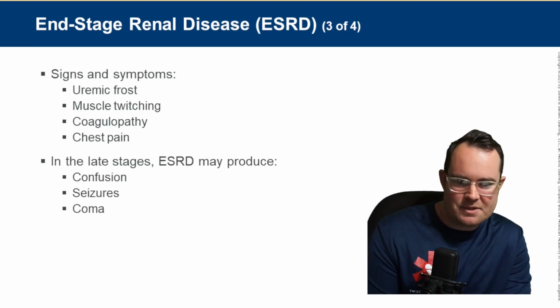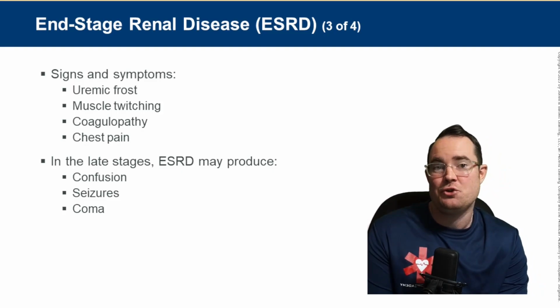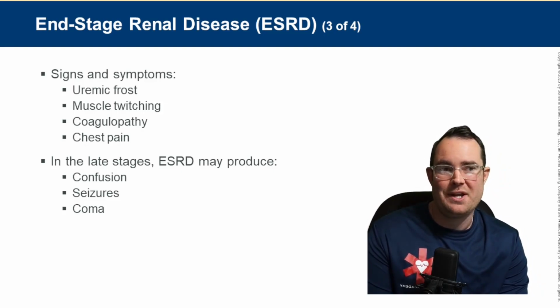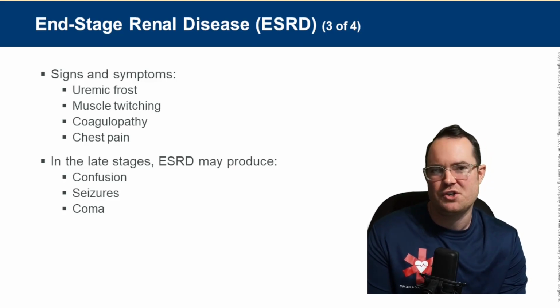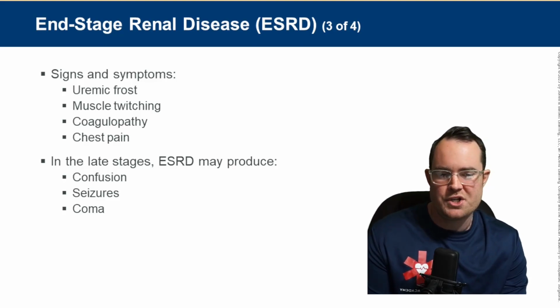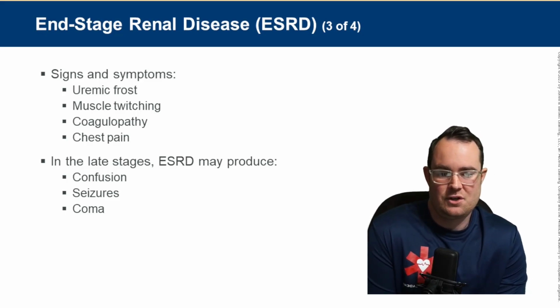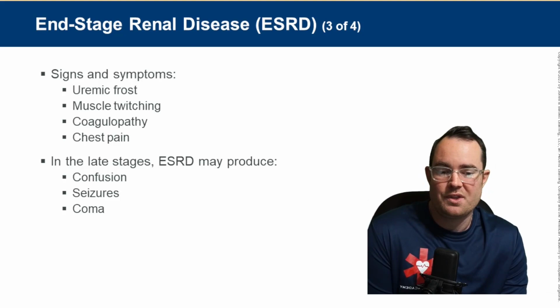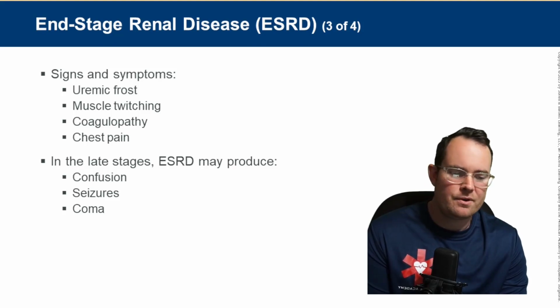Some other signs and symptoms of end-stage renal disease: uremic frost. I recommend you Google that. Uremic frost. It's pretty interesting. It looks like a dust that forms on the patient's skin. Muscle twitching, coagulopathy, chest pain, confusion, seizures, coma. Right? These patients with late stage, end stage renal disease, they're in bad shape.